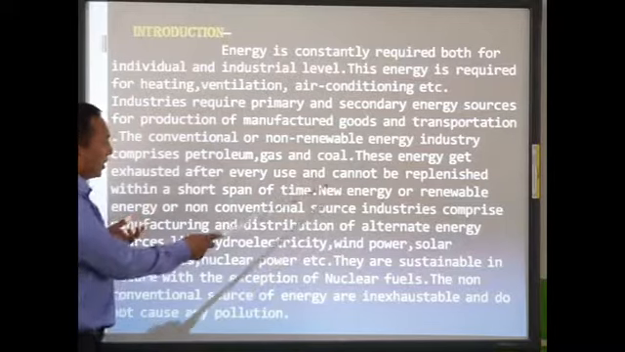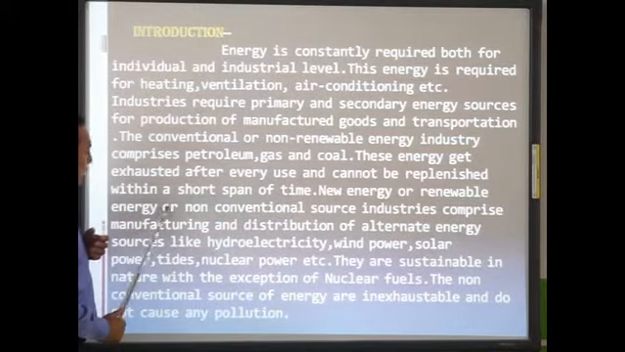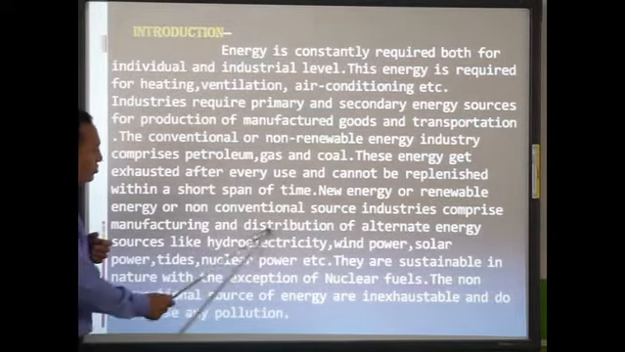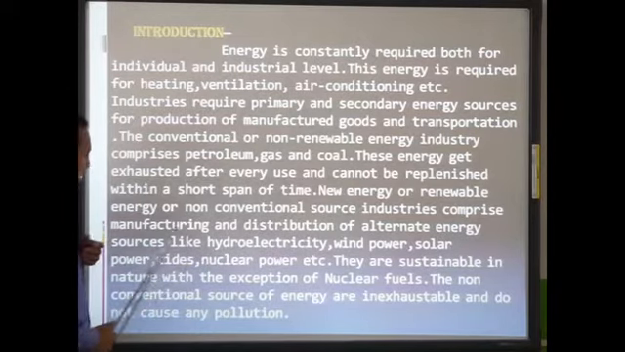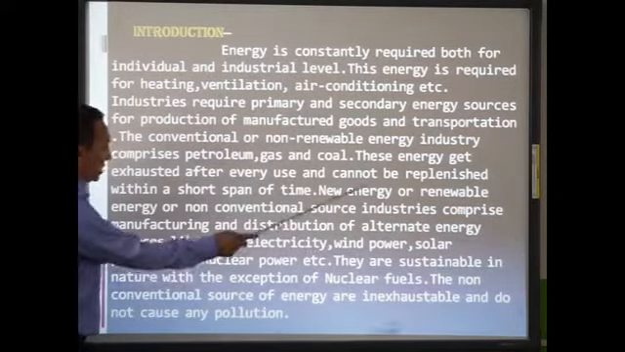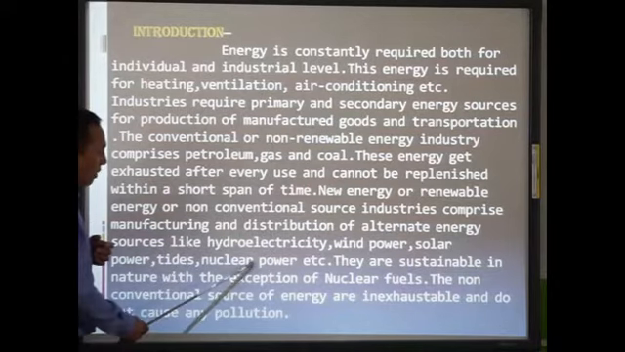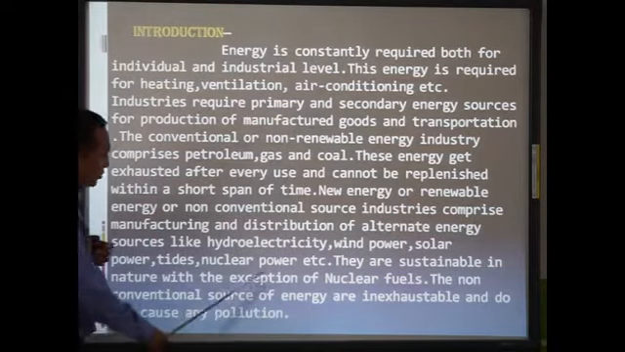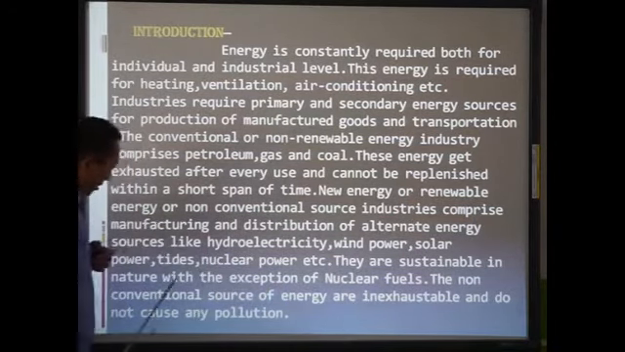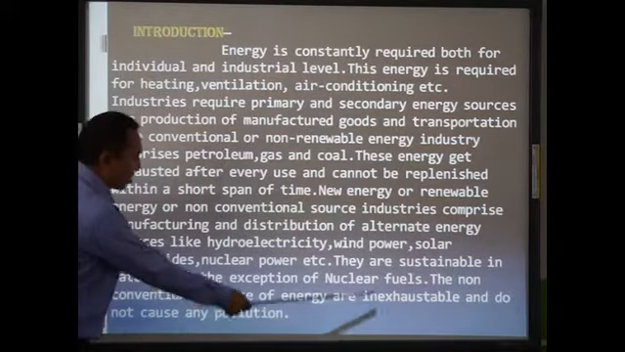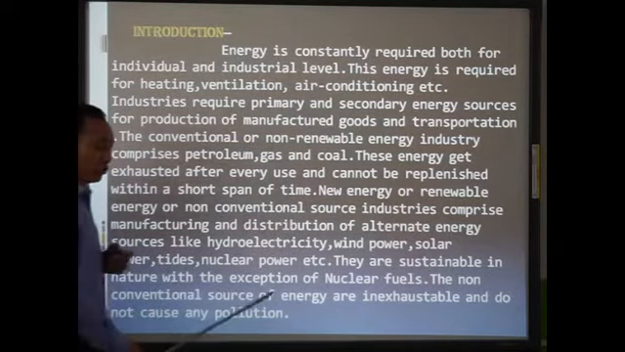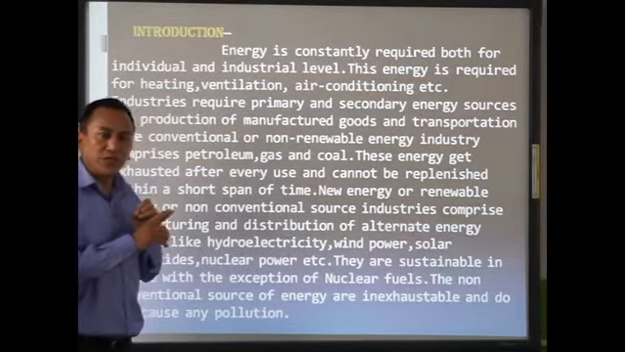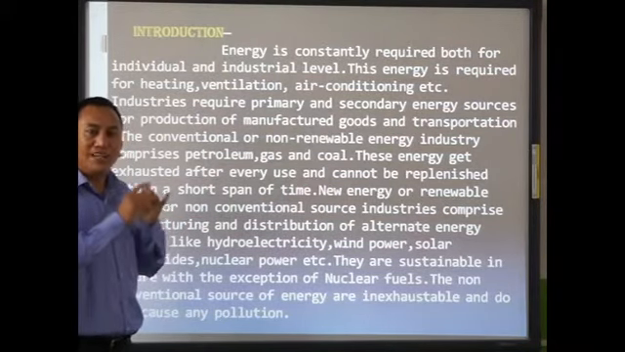New energies or renewable energy or non-conventional source industry comprises manufacturing and distribution of alternate energy sources like hydroelectricity, wind power, solar power, tides, nuclear power, etc. They are sustainable in nature with the exception of nuclear fuels. The non-conventional sources of energy are inexhaustible and do not cause any pollution. That means I just said it, conventional source of energy like coal, petroleum, natural gas.